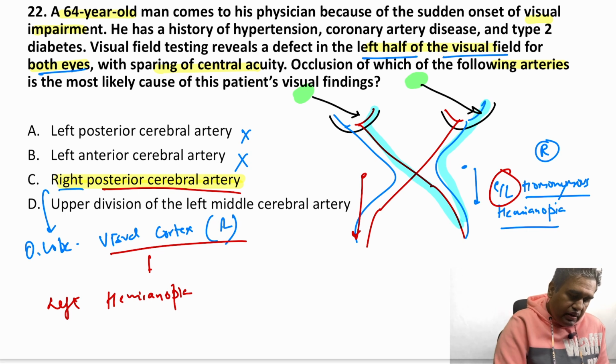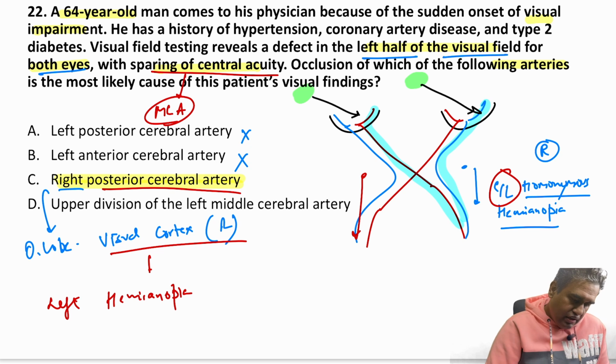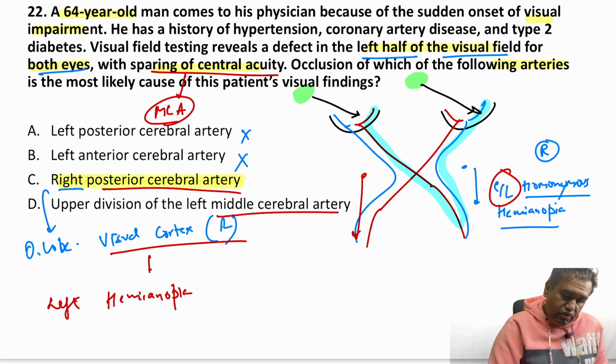And they are also saying sparing of central acuity. This is because the macular area is also supplied by the middle cerebral artery, so that part will be spared. So the answer is right posterior cerebral artery. If you look at option D, they are saying left middle cerebral artery, again the left side we can rule out easily. Therefore the answer is option C without doubt.